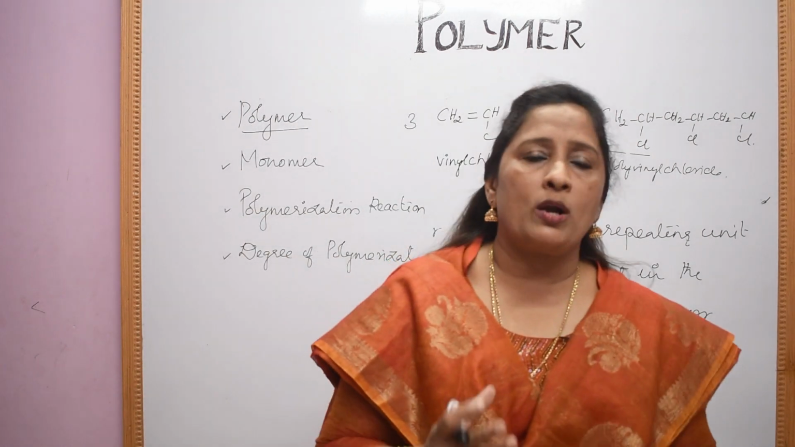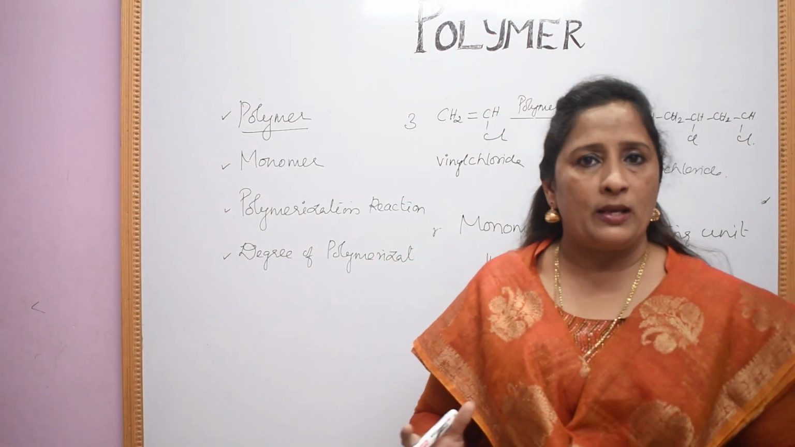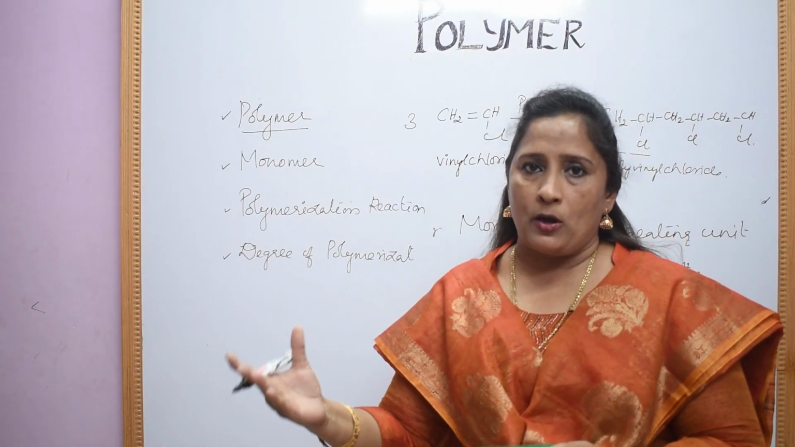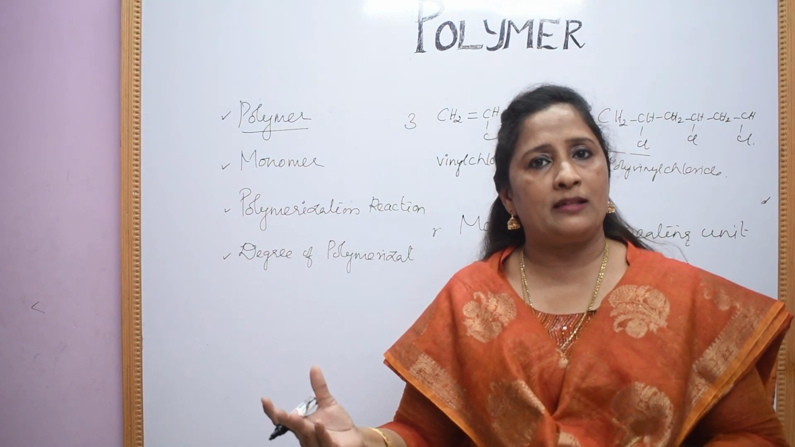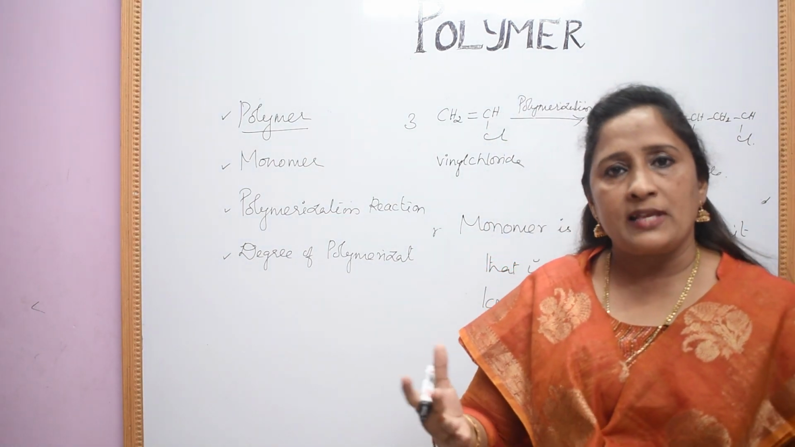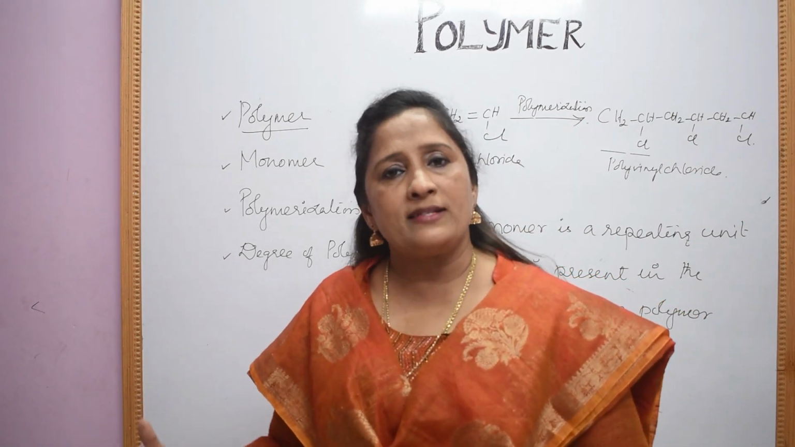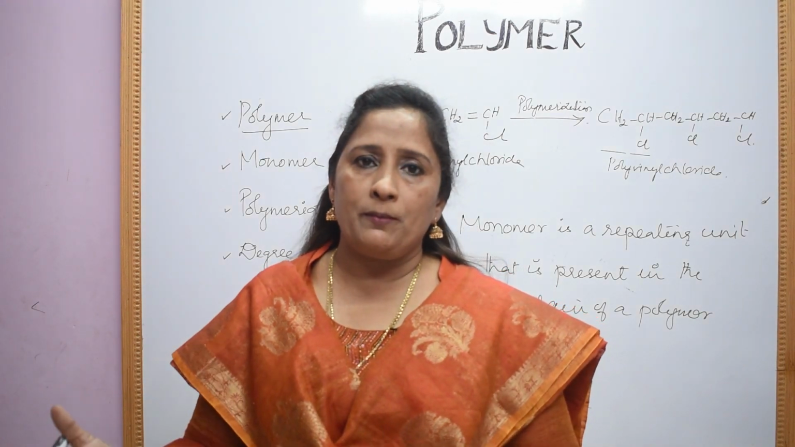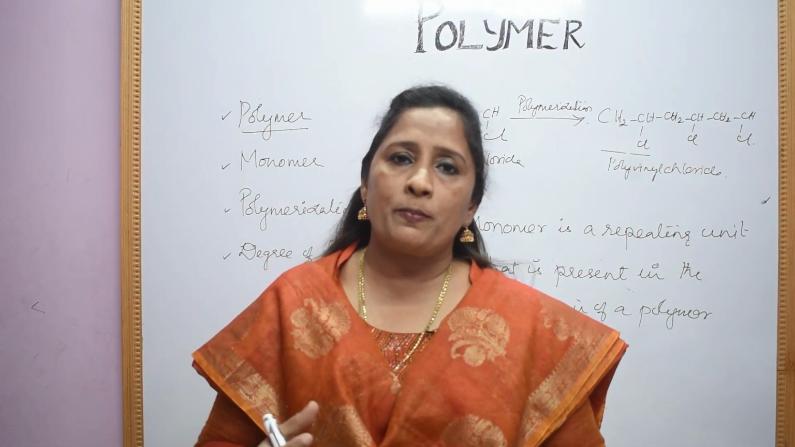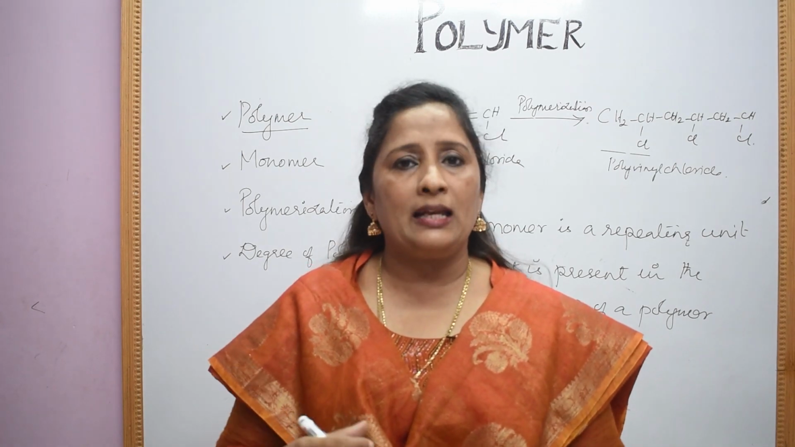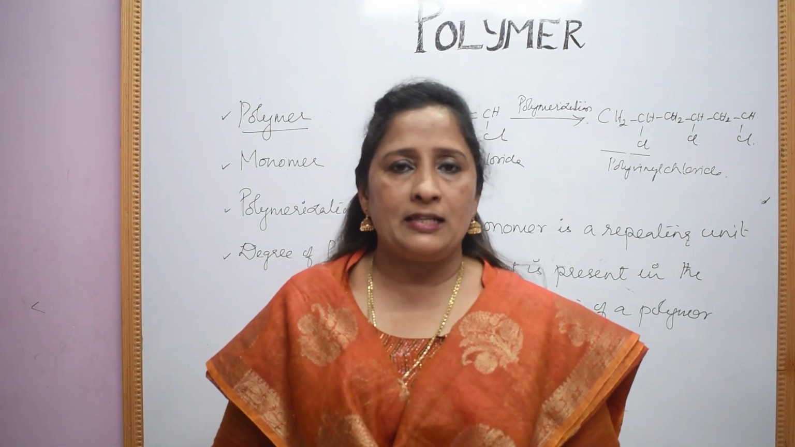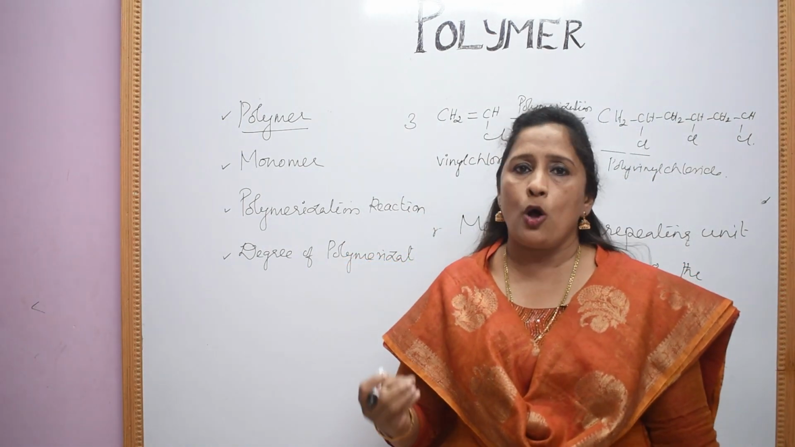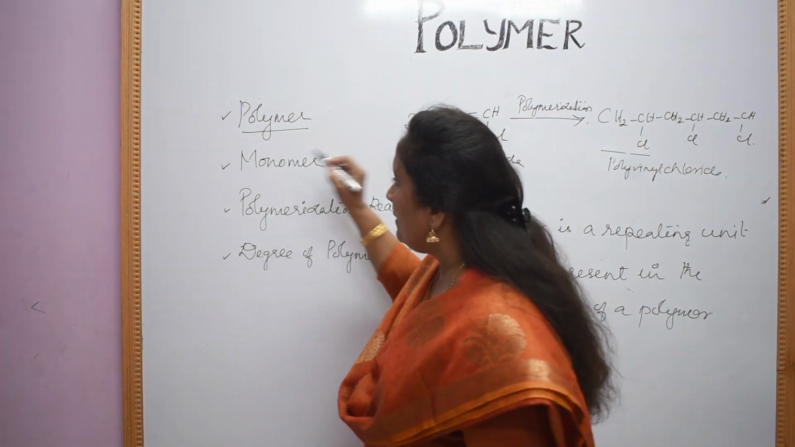So if we want to find out what is the monomer present in a polymer, it is very simple, right? If the polymer is polyethylene, what is the monomer present in polyethylene? Obviously it is ethylene. If the polymer is polyvinyl alcohol, the monomer is vinyl alcohol. If the polymer is polystyrene, the monomer present in polystyrene is styrene. So we can easily identify the monomer that is present in the polymer. A monomer is a single repeating unit that is present in the long chain of a polymer.